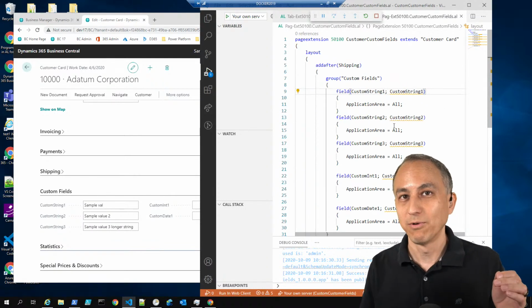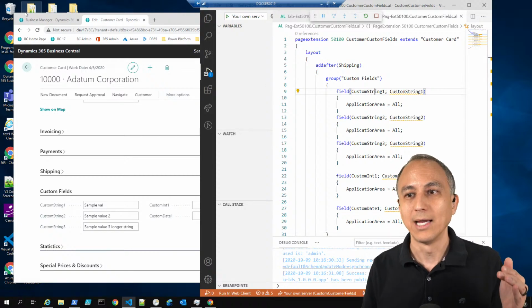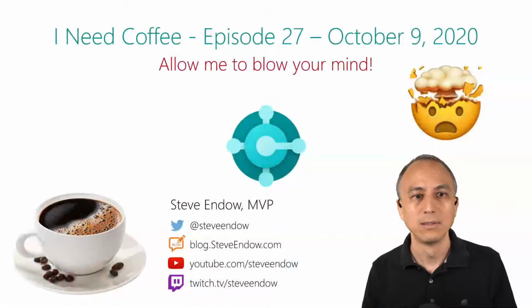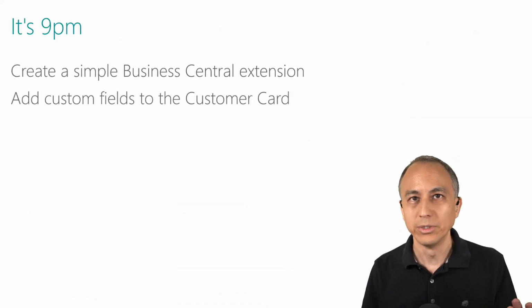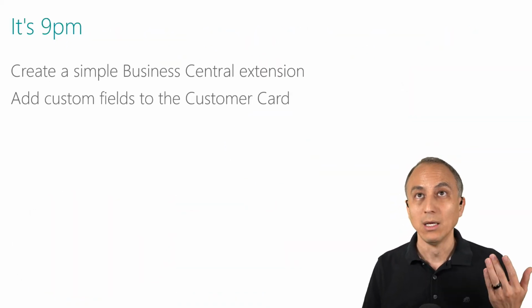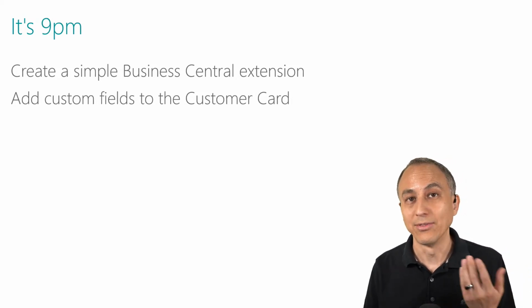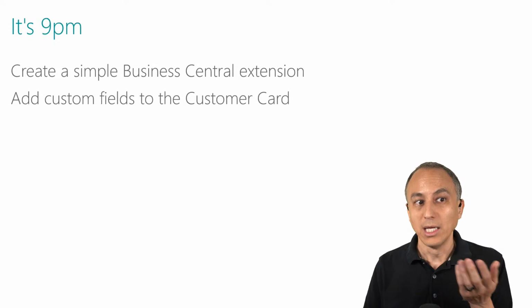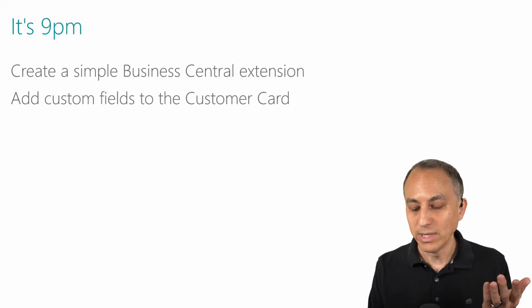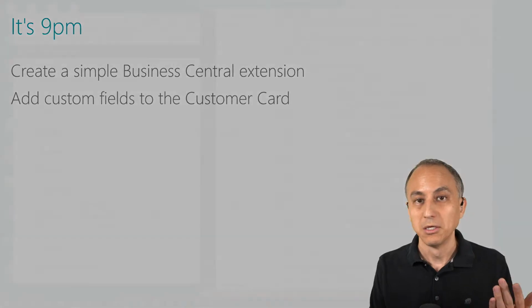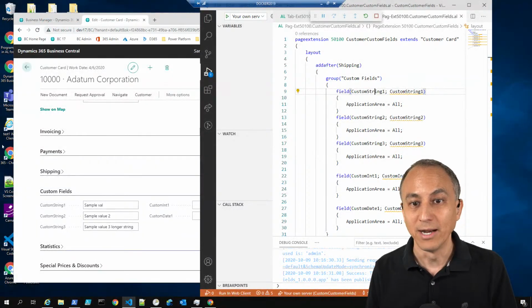I had never done this before. 9 p.m. last night. So what else do you do at 9 p.m. on Thursday night? I wanted to create a simple Business Central extension, and I wanted to add those custom fields. And in just a few minutes, I thought this would take a couple hours for me to figure out, but nope. There you have it.